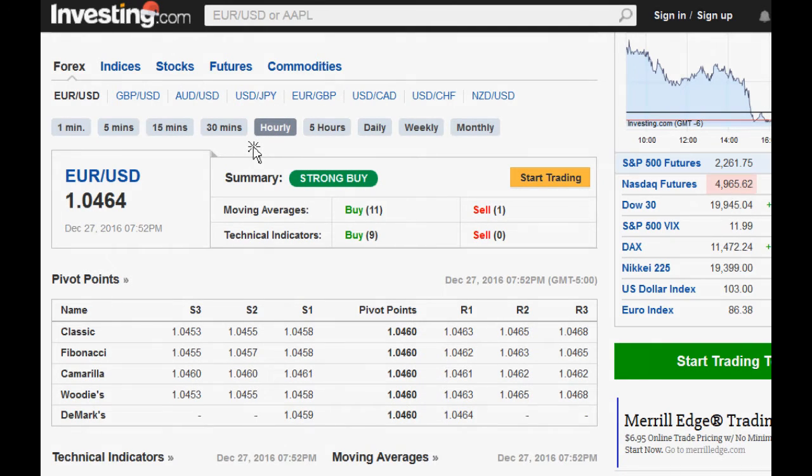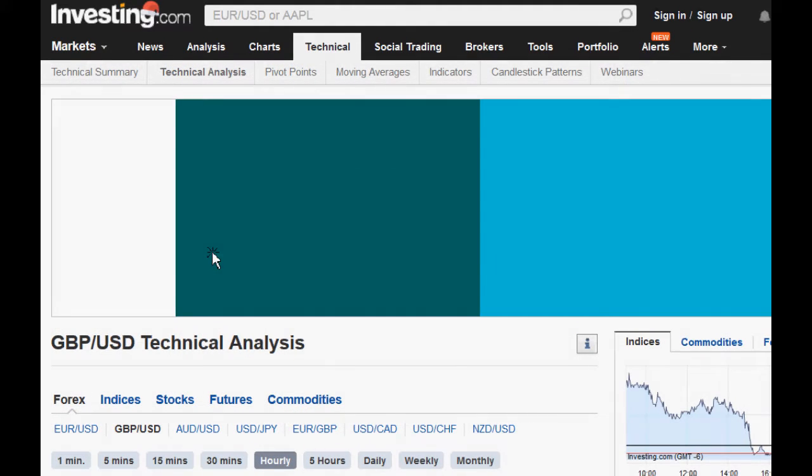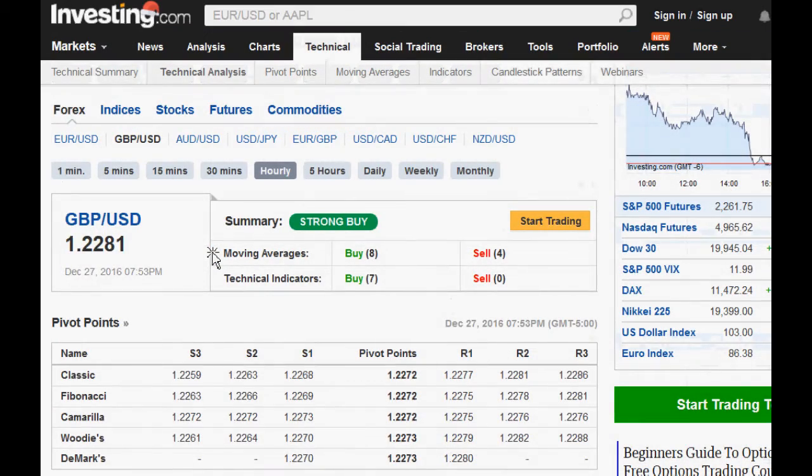Oftentimes, if I'm looking at this, I'm just kind of scanning through the different pairs or maybe the indices to see if I can find something that looks like it's going to be trending for a while. You could use it other ways too. That's true.